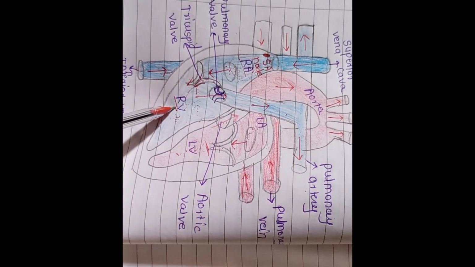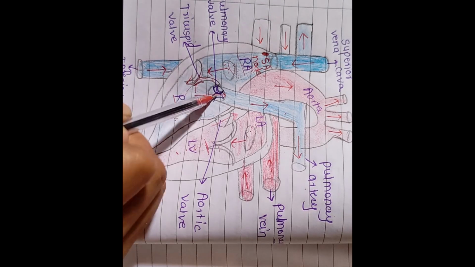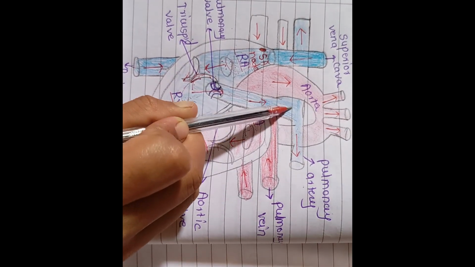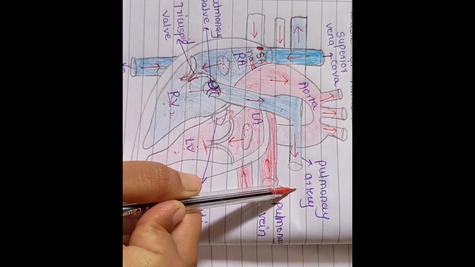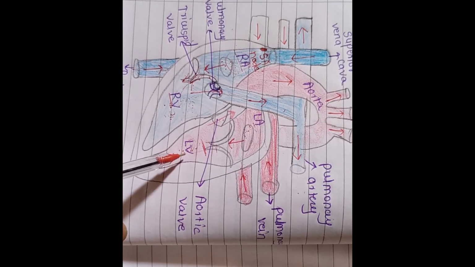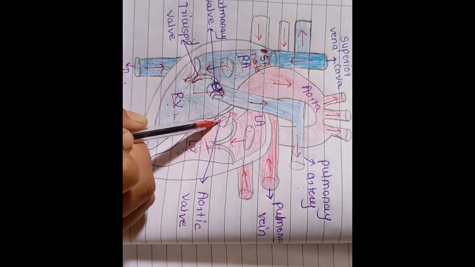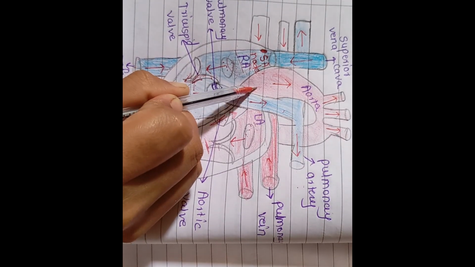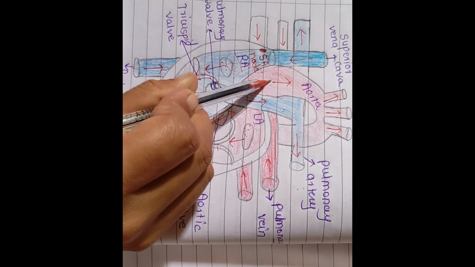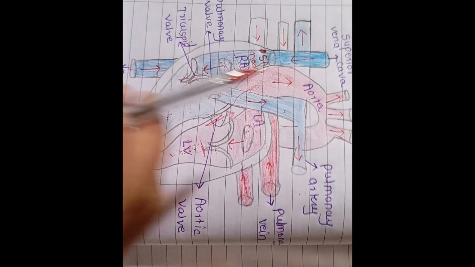The right ventricle pumps deoxygenated blood through the pulmonary valve into the pulmonary artery, sending it to the lungs for oxygenation. The left ventricle, which has the thickest muscular wall, pumps oxygenated blood through the aortic valve into the aorta, and the aorta supplies oxygenated blood to the entire body. The aorta is the largest artery.